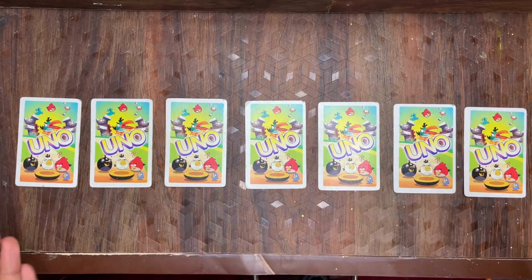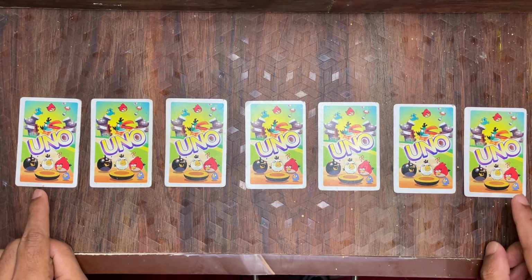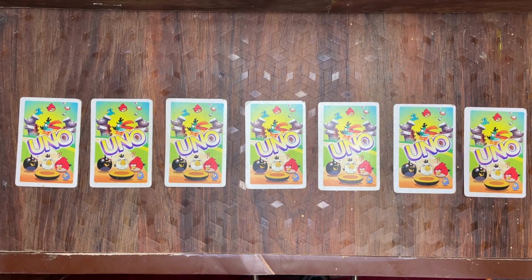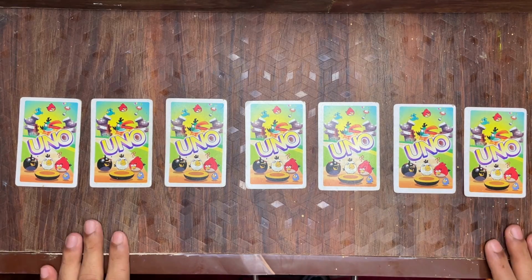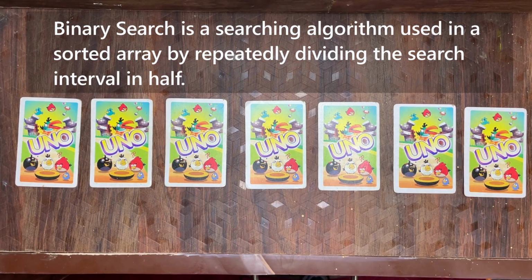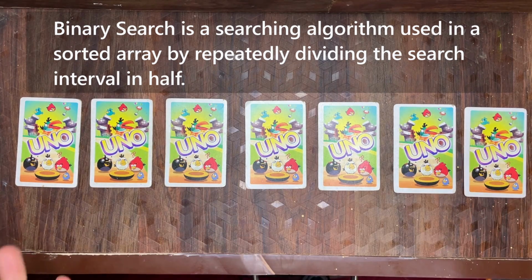Alright then, so here are the cards I have arranged in ascending order starting from here to here, which means this is the smallest card and this is the largest card, and I don't know where the card number 7 is. So let's apply binary search. So what does binary search say? It says that binary search is a searching algorithm which divides the given array into half at each iteration. So how are we doing that?